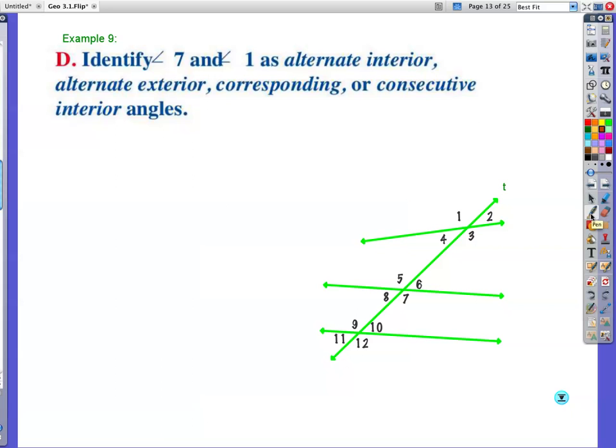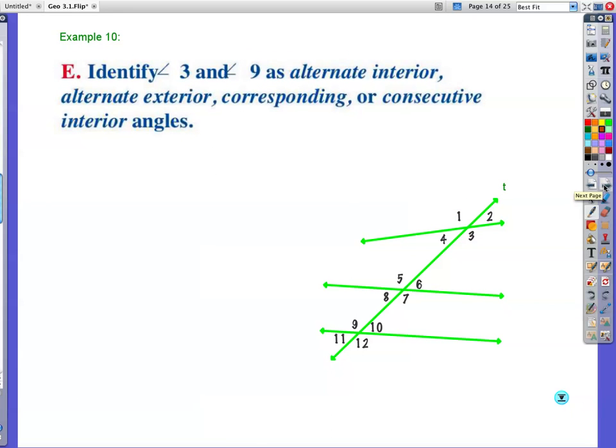Example 9, 7 and 1. Angle 7 and angle 1. They are on the exterior, and they are on the alternate sides of the transversal, so they are alternate exterior angles. Example 10, angle 3 and angle 9. Okay, once again, you might have to cover up part, or I'm just going to remove this for a little bit. Those are on alternate sides of the transversal, and they are on the interior. So those are alternate interior angles, alternate interior.